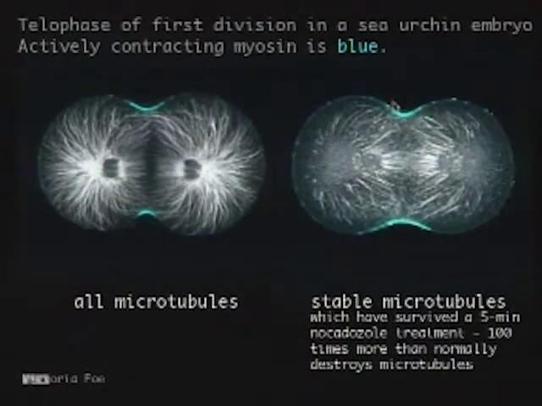Interesting. This is unsuspected. It's a special family of microtubules. We don't know what stabilizes them, but we're pretty sure that it is these stable microtubules that position the machinery. Uh-huh. Right?